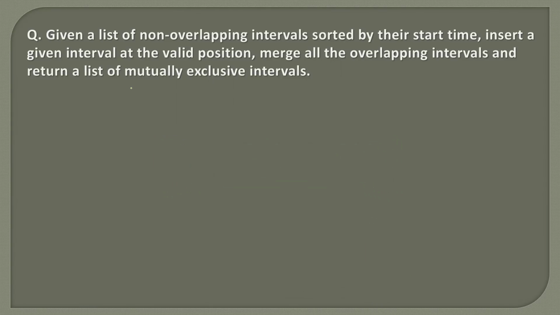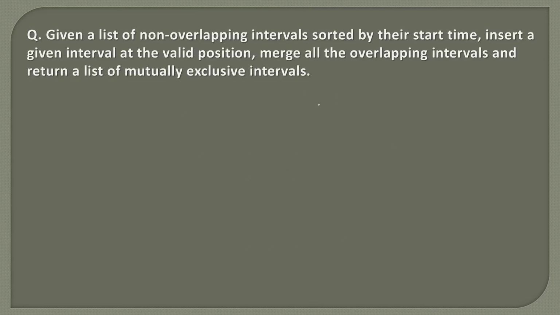So in this problem, we are given a list of non-overlapping intervals which are sorted by their start time. We are also given an interval which we need to insert into the list at a valid position in such a way that if that interval overlaps with any of the intervals given in the list, then we have to merge all those intervals and return back a list of mutually exclusive intervals, which means we need to return back a list of intervals which are different and non-overlapping.